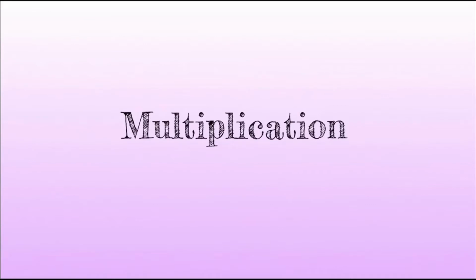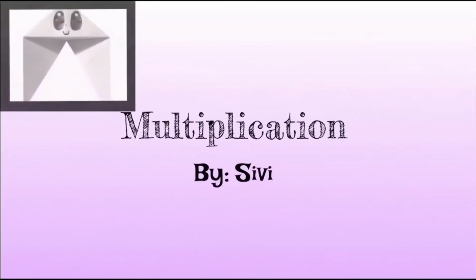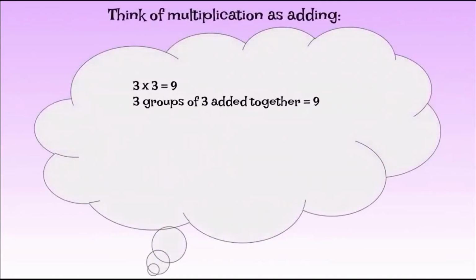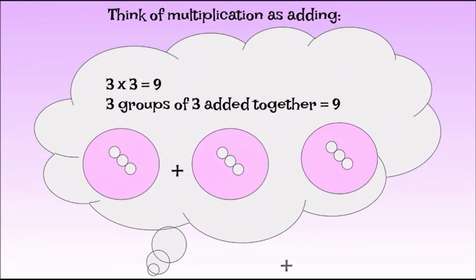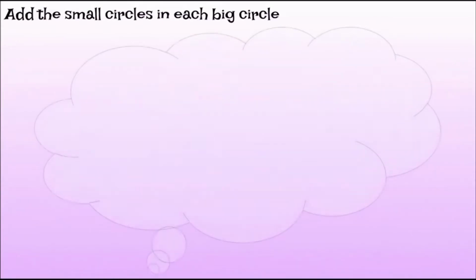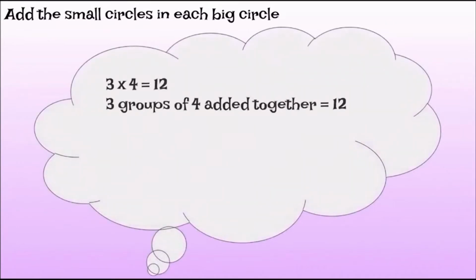Multiplication. Think of multiplication as adding. 3 times 3 equals 9. 3 groups of 3 added together equals 9. What I'm doing is I'm just adding the small circles together. 3 plus 3 plus 3, 9. Add the small circles in each big circle.